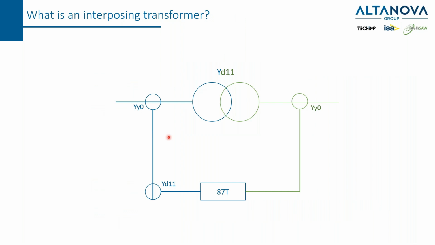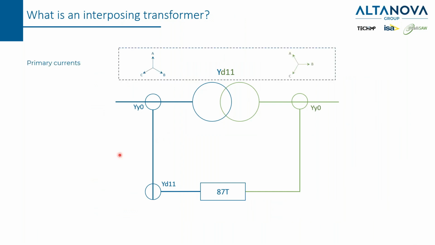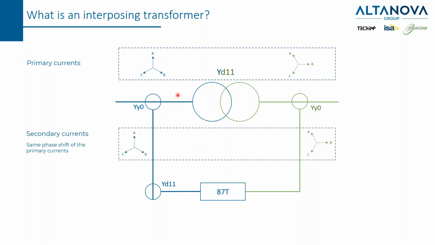So, trying to explain this concept in short. The primary currents are like this, with a phase shift. Then you have current transformers, but if I don't compensate this phase shift, the relay will not be able to see differential current equal to 0 when the power transformer is in service. Okay, so if I'm not playing with the secondary side connection of these CTs, the same phase shift of the primary current will be the same at the secondary side.